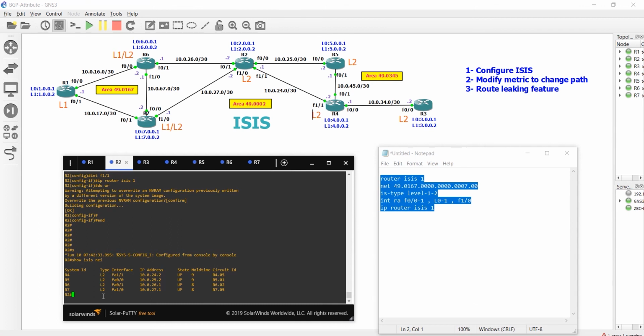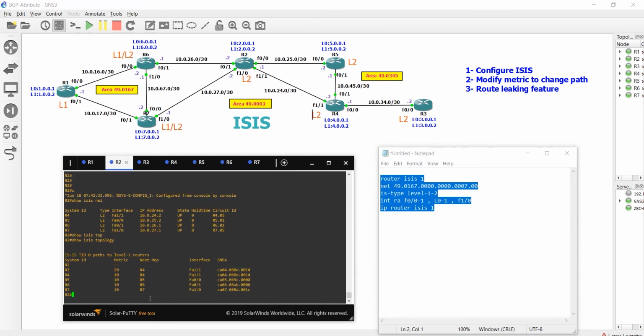level 1 and there is no level 1 neighbor, but I want to show you whether R2 can see level 1 in this database or in this topology or not. This is important. ISIS topology. You can see also level 2. Okay, you cannot see level 1 like level 1 type.